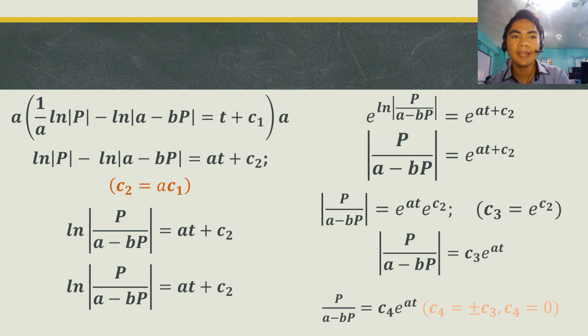All right. And then we have p all over a minus bp is equal to c sub 4 e raised to at. Wherein our c sub 4 in here is equal to the positive and negative of the constant value of c sub 3. Wherein we can equate it also as our 0 because p equal to 0 is one of the critical solutions. Now, to isolate p, we bring the denominator into the other side.